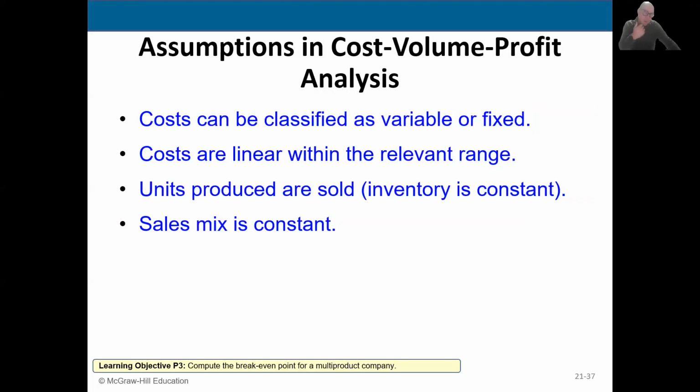So in cost volume profit analysis, we classify our costs as either being fixed or variable. We run what we call linear costs through a relevant range. We talked about this. And the units produced are sold, inventory constant. The sales mix is constant. These are all of our assumptions, in order to help us to estimate things in the future.